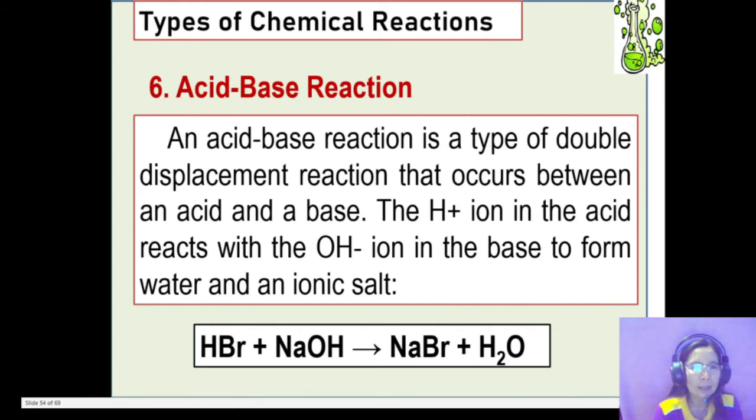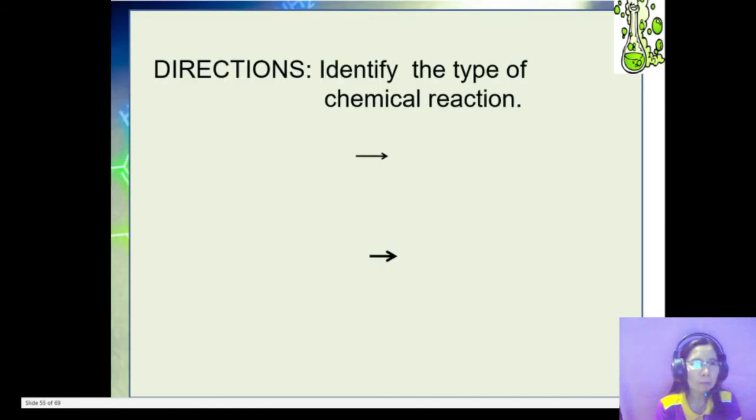So, we discussed how many types of chemical reactions? Yup, 6 chemical reactions. Who can name them? Decomposition, combination, single displacement, double displacement, combustion, and acid-base reaction. So, this time, we are going to identify the type of chemical reaction of the following examples of chemical equations.